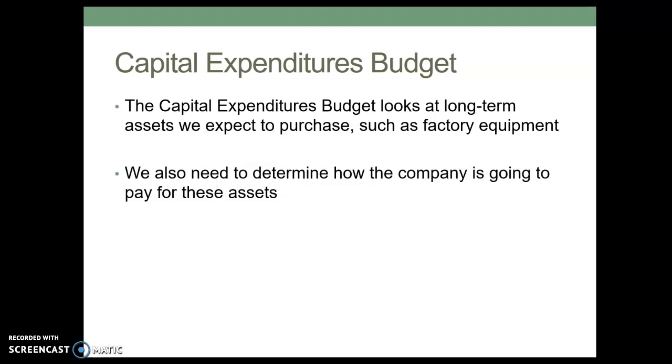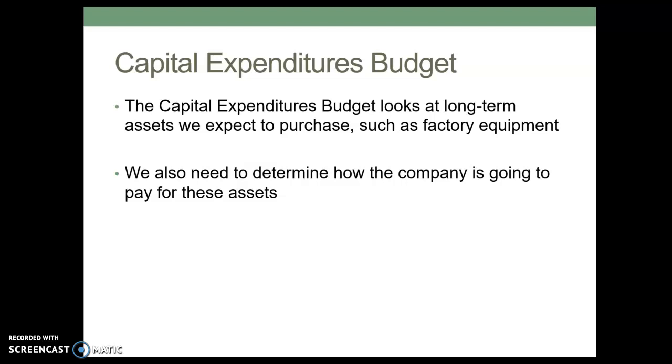So if your car is getting ready to die, okay, you know that you're going to have to get another car. And you know approximately when you're going to have to get the new car, and you're going to have to start looking at them, and you're going to have to start looking at financing. So that's what this capital expenditures budget does.